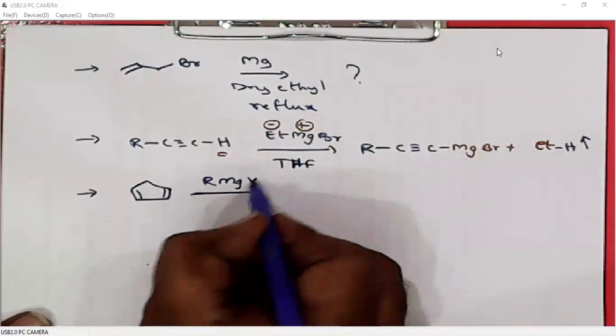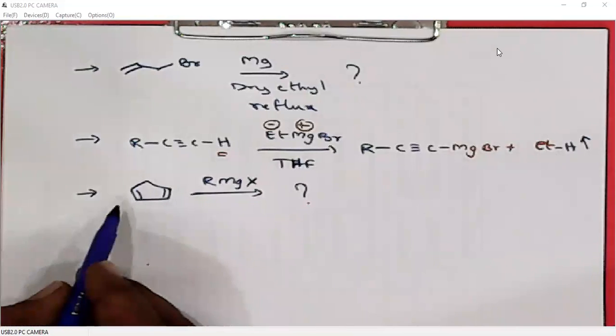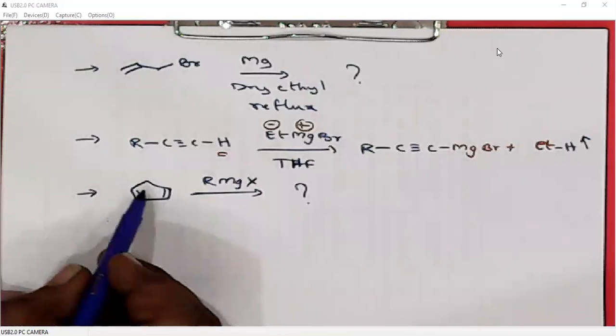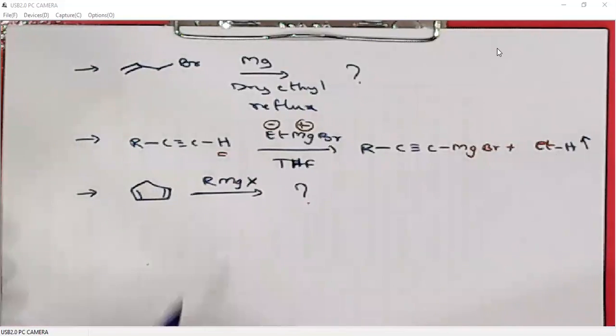Here also, when we take out this proton, it becomes aromatic in nature. That means this proton is acidic in nature, so it can be easily removed. Here also this cyclopentadienyl Grignard reagent can be easily prepared. So vinyl Grignard and these Grignards which are having acidic protons, they can be prepared in the laboratory.